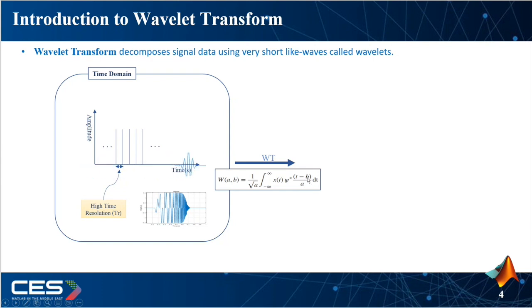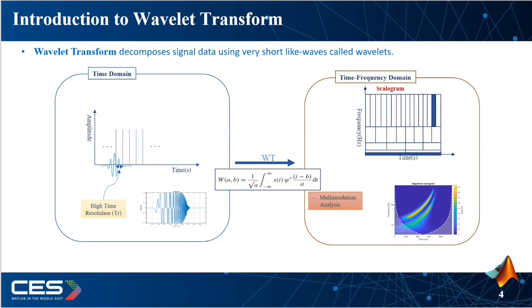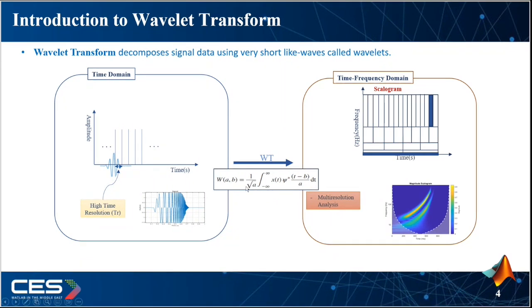B, we call it the translation or shifting. And A, we call it the translation parameter, the scale parameter, okay? What we get when we apply the wavelet transform? Again, this is a function of two variables. So if I want to represent it, I will get something like this. And this is the magnitude scalogram.